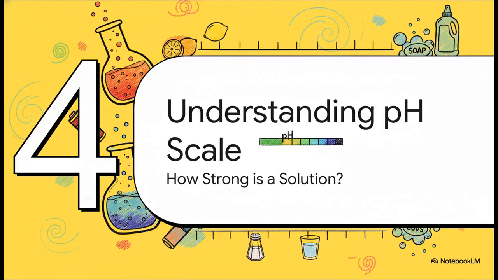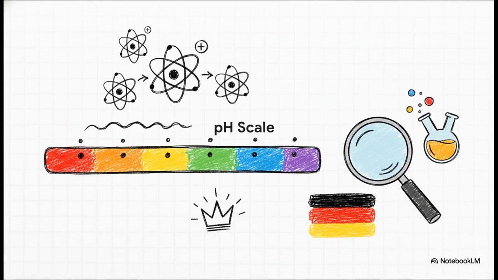But how do we measure if a solution is acidic or basic or neutral, like the salt solution we just formed? How can we tell how strong an acid or a base is? For this, we need a proper scale. We use something called the pH scale. It's a scale for measuring the concentration of hydrogen ions. And an interesting fact for you, the P in pH stands for potens, which is a German word for power. So it's measuring the power of hydrogen.